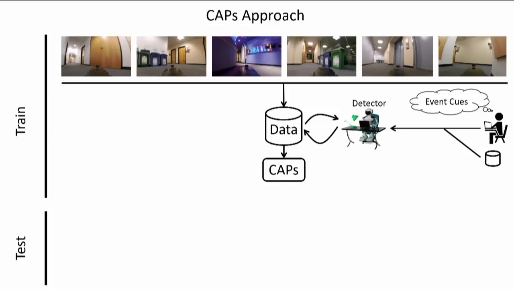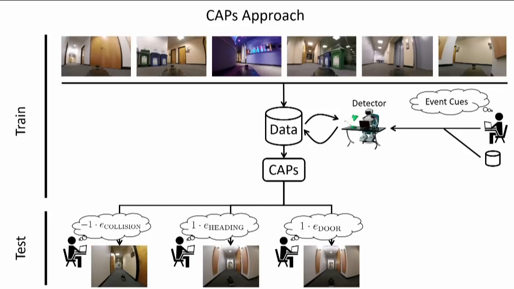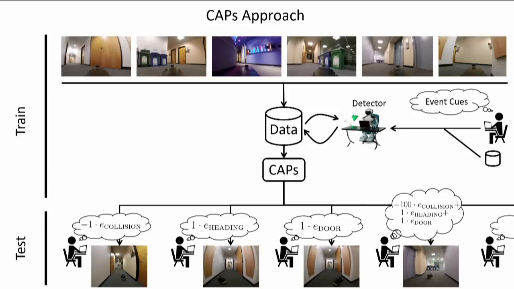Now using this, we can train our CAPS model, which I haven't talked about, but it'll be very similar to what I showed before. Then at test time, we specify the reward function in terms of these event cues. Normally during reinforcement learning, you define the reward during training, and then you run it. Now it's just at test time, so you get a lot more flexibility. You gather data once, you train once, and then you can do a bunch of different things.